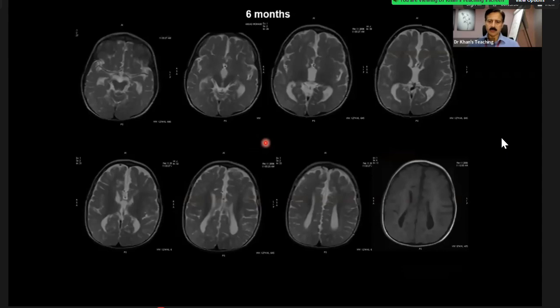Yes, please. Okay, these are several axial MRI slices of a 6-month-old child. No history has been given. The ventricles appear to have a slightly odd configuration.